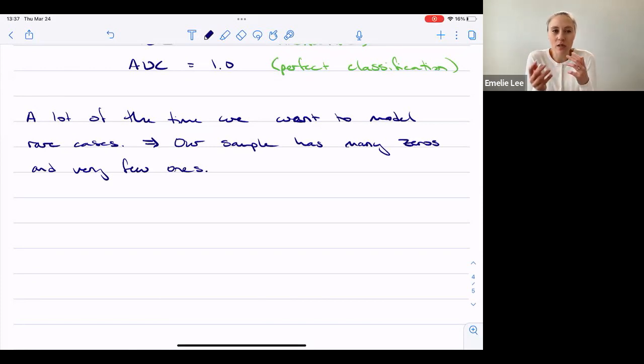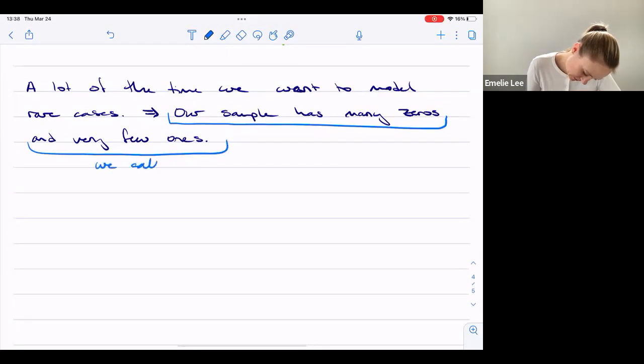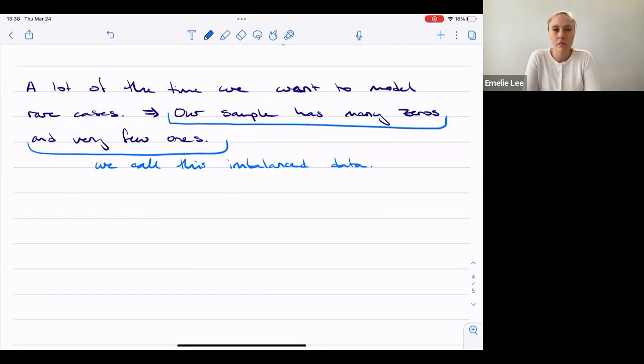So what can we do? We call this an imbalanced data set, or imbalanced data. So what can we do to deal with imbalanced data, right? If we just built a model, then that model is going to be learning from a bunch of zeros, right? That's not good, right?